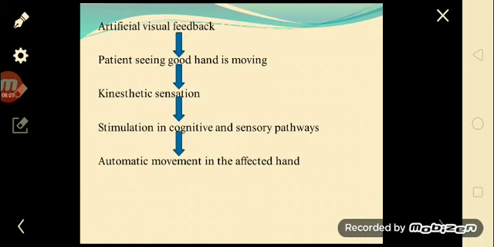See here, artificial visual feedback. What does the patient see? She sees the good hand moving, and she feels a kinesthetic sensation in the opposite side hand, and stimulation in cognitive and sensory pathways will occur, and automatic movement in the affected hand. These are the mirror movements.